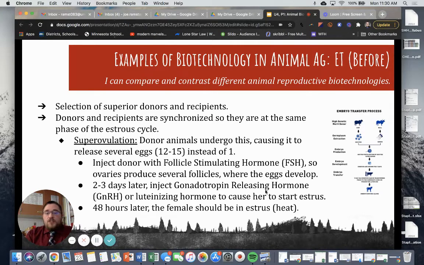Superovulation then occurs, and this is when the donor animals release 12 to 15 eggs instead of just one during that estrus cycle. We then inject the donor, the animal that's going to be providing the cells, with the follicle stimulating hormone, or FSH. And this allows ovaries to produce several follicles, and this is where the eggs end up developing. 2 to 3 days after this occurs, we inject GnRH, gonadotropin releasing hormone, or a luteinizing hormone, which causes her to begin estrus. 48 hours later, the female then is in estrus, and this is also known as heat.